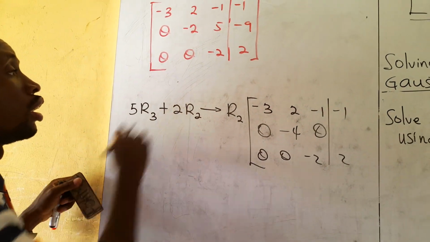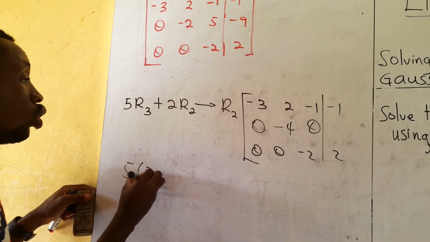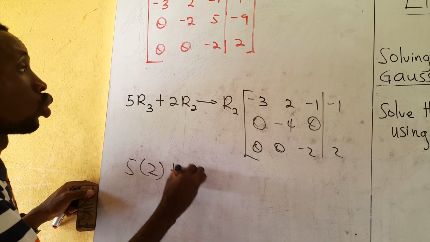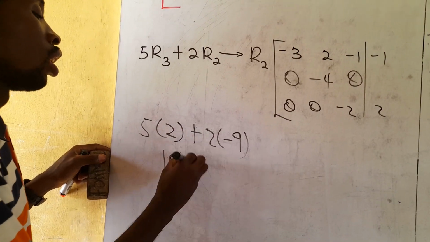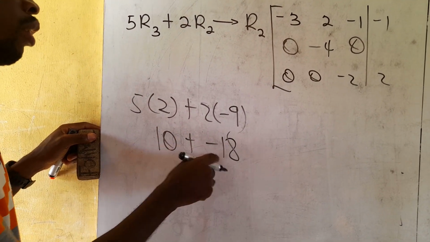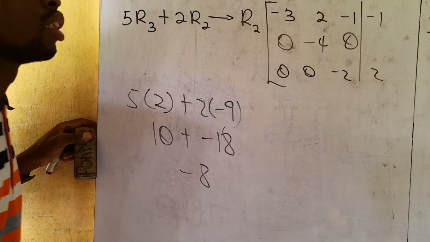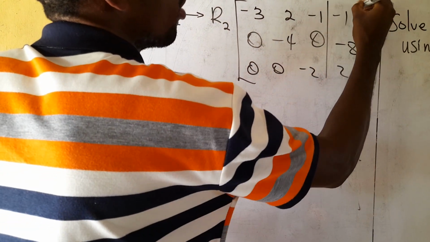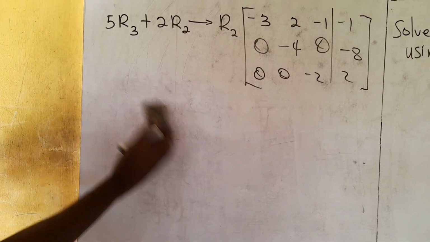The next one is this. So 5 times 2 plus 2 times negative 9. 5 times 2 is 10. 2 times negative 9 will be negative 18. 10 plus negative 18 will be negative 8. So write our negative 8 there. Perfect. So we are done in making that one 0.